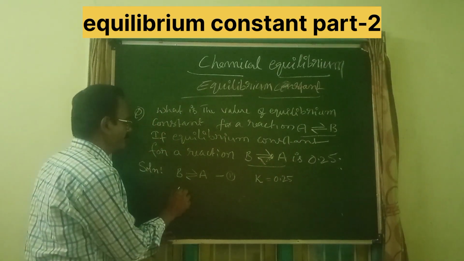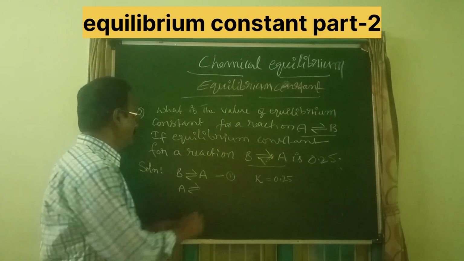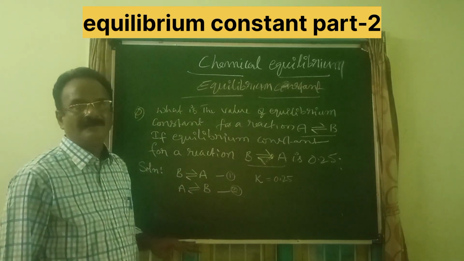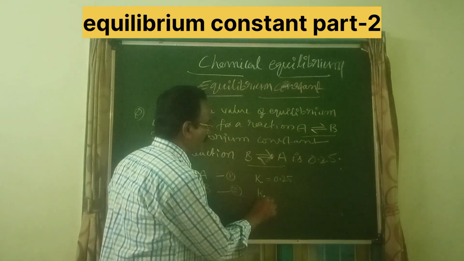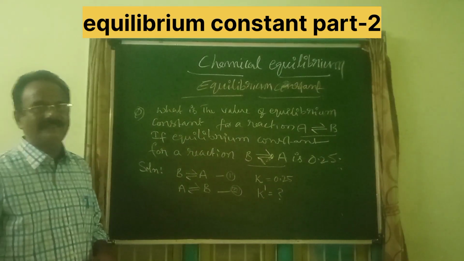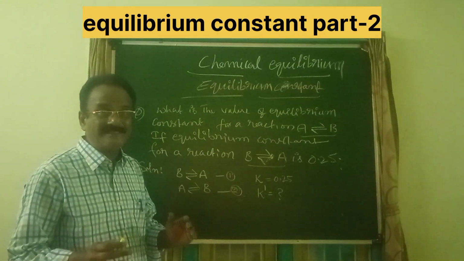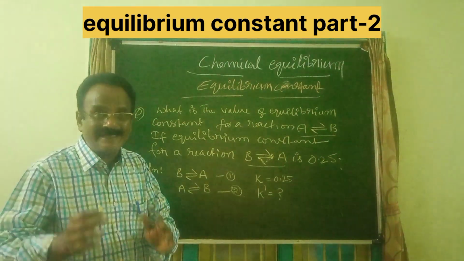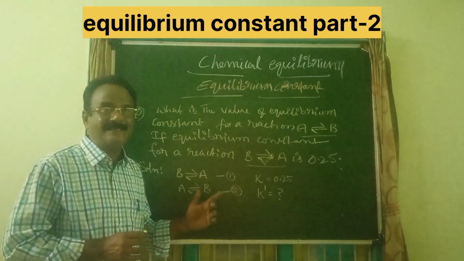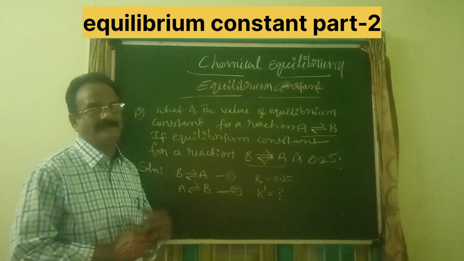A gives rise to B. For this we have to find the equilibrium constant. So, A gives rise to B becomes equation number 2. For this we have to find the equilibrium constant. Let that be K dash. We have to find K dash. Is it clear? If you observe clearly, the second equation, for which we have to find the equilibrium constant, is absolutely the reverse of the first reaction. Second equation is absolutely the reverse reaction of the first equation.